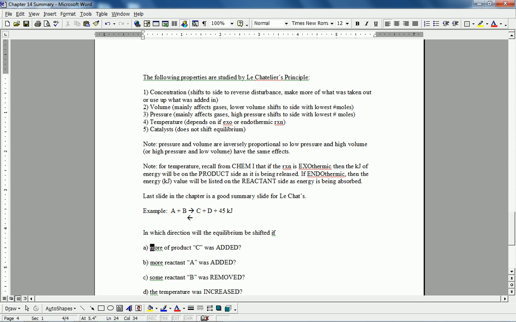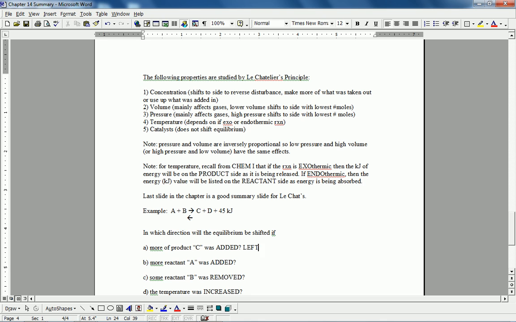A, let's say we added more of product C. We've added product C, so we're adding a product. In turn, we need to use it up because we've added it, we've increased the concentration. The disturbance is an increase, so we need to find a way to decrease. You can't just stick your hand in there and take it out. So what do you have to do to decrease? You have to consume it. So we'll shift the equilibrium here to the left. And by shifting it to the left, we'll take C and D and make more A and B, in turn using up the extra C that was added. So here we're going to shift to the left.